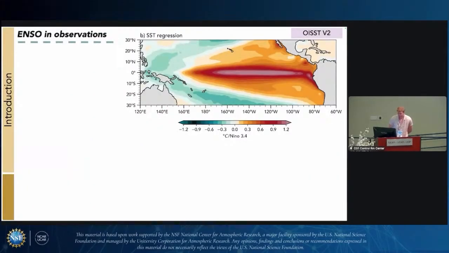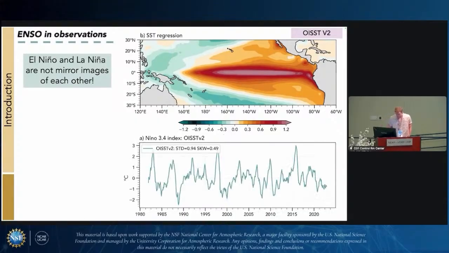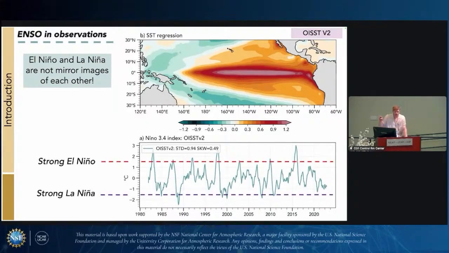There we go. Okay, so ENSO in observations, we typically look at a map like this, which is showing us a linear view of SST anomalies, simply a regression of those SST anomalies onto the Niño 3.4 index. But what this hides is that El Niño and La Niña are not mirror images of each other. And one of the ways in which they're different is in their magnitudes. So if I draw a couple of lines across the Niño 3.4 index in observations, you can see that El Niño events tend to be larger in magnitude than La Niña. And this results in a skewness of about 0.5 since 1980.